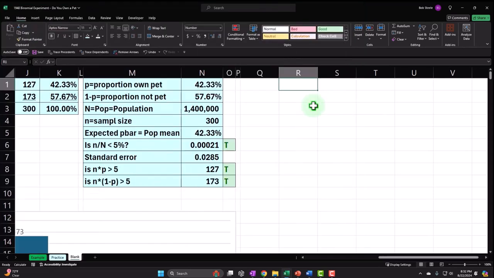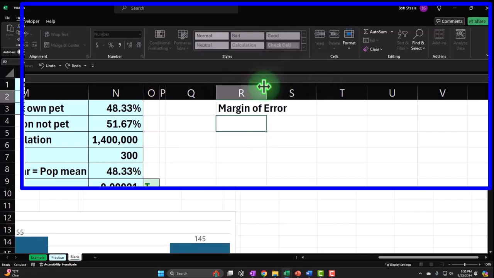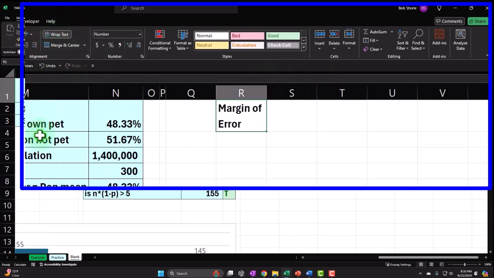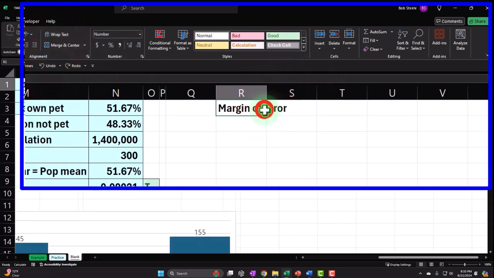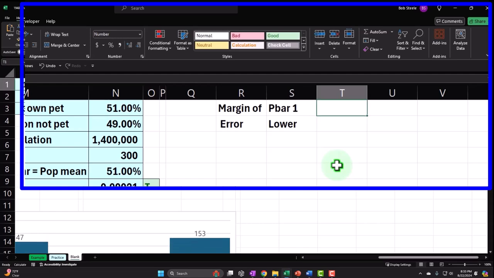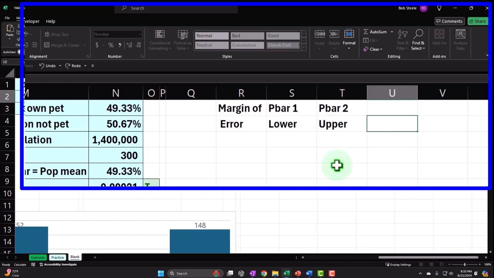And then we'll make some headers over here. I'm going to say this is going to be the margin of error. Now, I don't want to make this so wide, and I don't want to do the wrapping text thing because it makes this cell fat on the left, and I don't like that. So if I'm not going to make a table out of it, I'm going to put this error bit on the bottom, and then I'll make it into a header that looks nice on two rows. So this is going to be p bar 1, the lower. And then p bar 2, which is going to be the upper. And then this is going to be P of p bar.